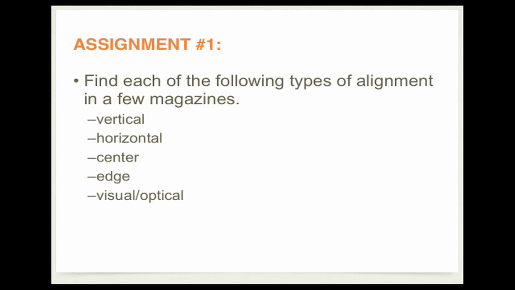Okay, so your assignment, it's 2 parts. First of all, find each of the following types of alignment in a few magazines of your choice. Find the vertical alignment, the horizontal, the center, the edge, and the visual optical. And then think about what makes the examples that you found good examples of those types of alignments.